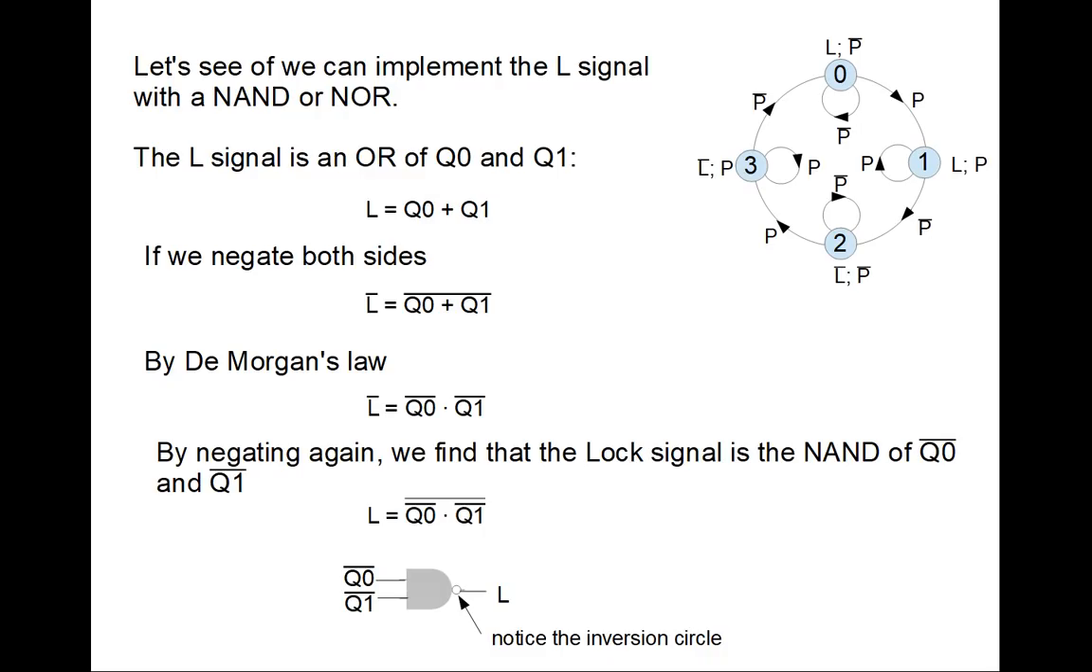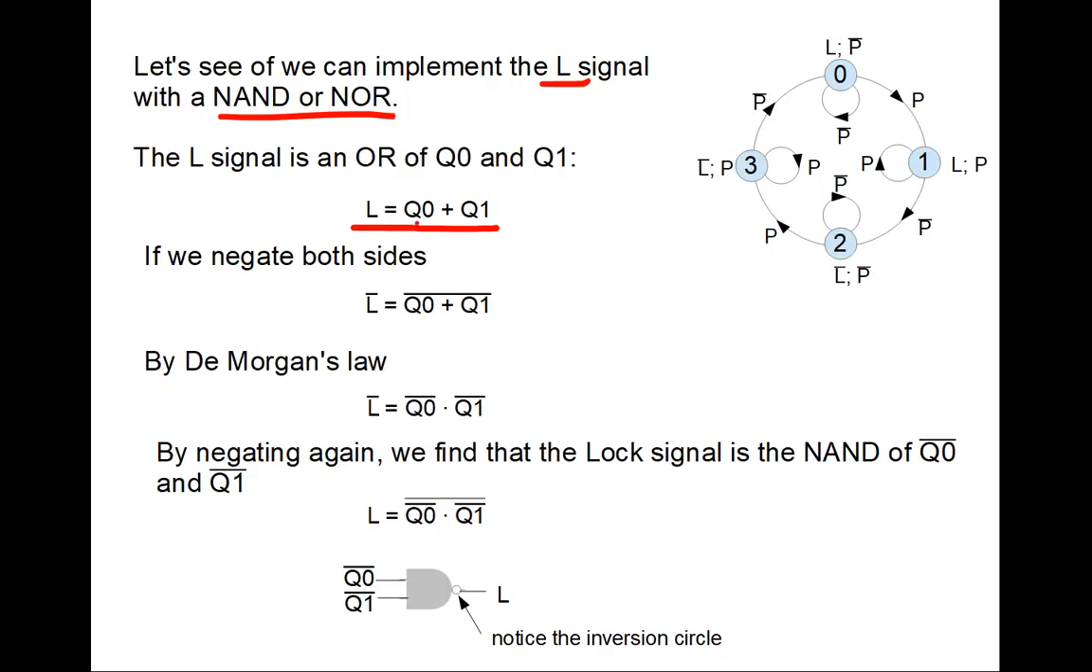Okay, so now this becomes a harder part. Can we implement the L signal with an AND gate or OR gate? Well, we start out by saying that the lock signal is just the OR function of the two states. We can negate both sides. It's a little bit of Boolean algebra, and then we can use De Morgan's law. De Morgan's law says that the invert of an OR is equal to the AND of the inverse of each one of the inputs. Now this is De Morgan's law. By negating again, we can find that L is just equal to the NOR of the inverse of each one of the inputs. And so we can do this.